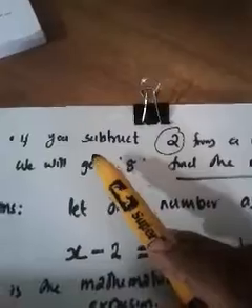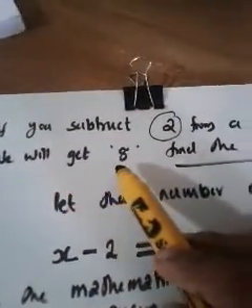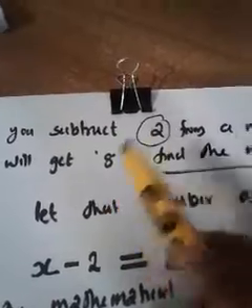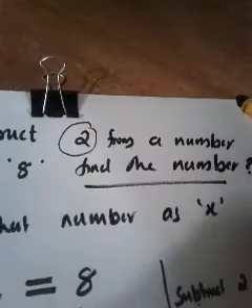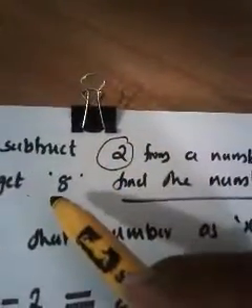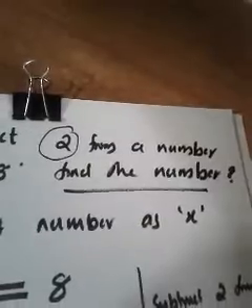So what am I going to do? I am going to subtract 2 from a number. Then what result will I get? 8. I will get the result 8. So in other words, we have to subtract 2 from a number, I don't know that number, and the result should be 8. Find the number is the question. And we know the number should obviously be 10.